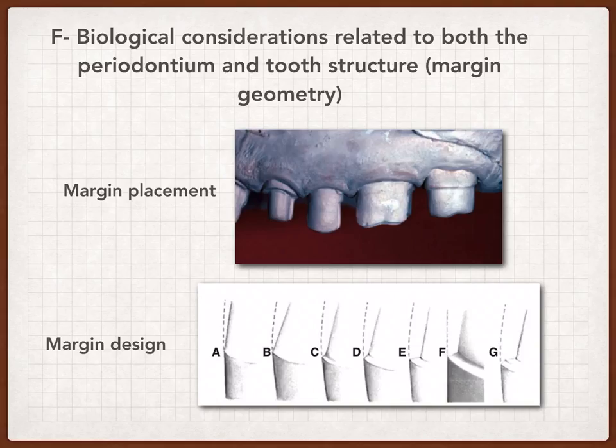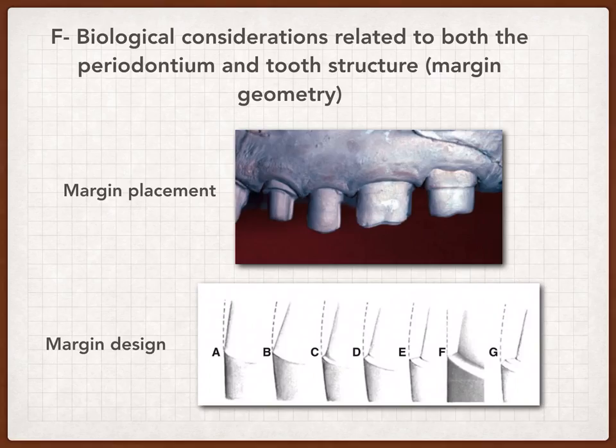Guys, we have three categories of the margin designs: the A and B, which are the feather edge margin and the chisel edge margin respectively. We have the C and D, which are the chamfer and the beveled margin designs or geometries. We have the E, F, and G, which are the shoulder, sloped shoulder, and beveled shoulder margin geometries or designs respectively.